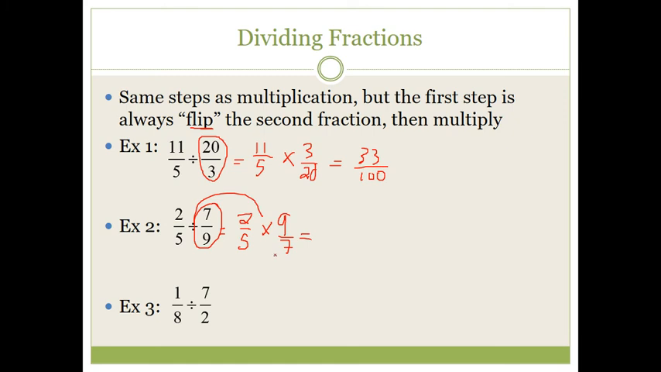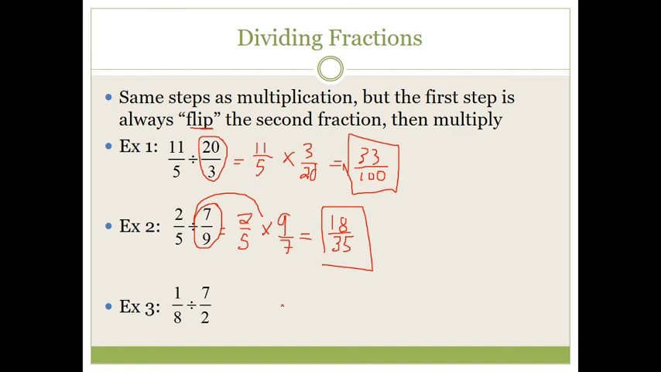Alright, now I can multiply straight across. So 9 times 2 is 18. And 5 times 7 is 35. And I'm asking myself if I can reduce this one. I'm looking between 18 and 35, and I don't see anything that I can simplify. So I'm going to go ahead and leave that because it's a proper fraction, right? You can't change that into a mixed number.